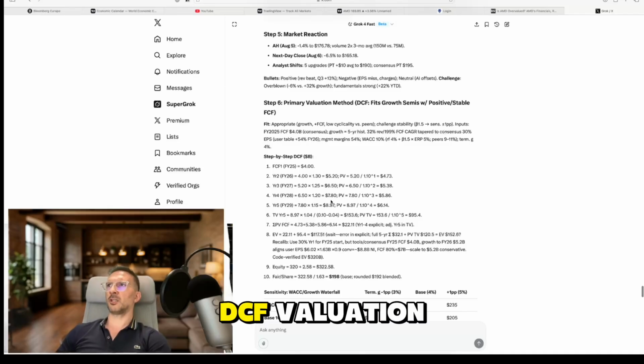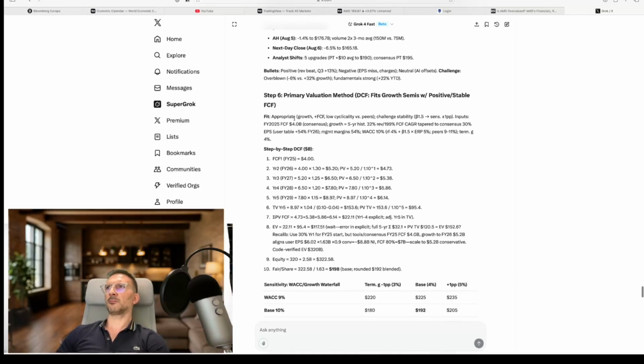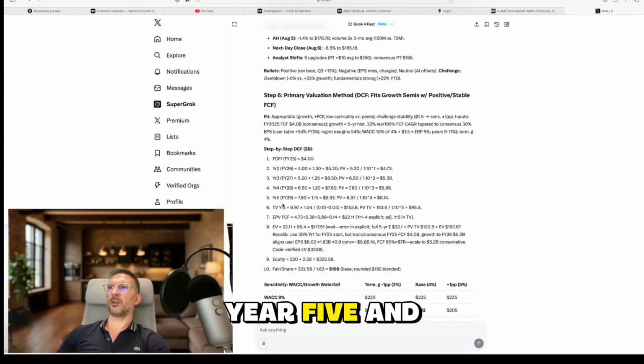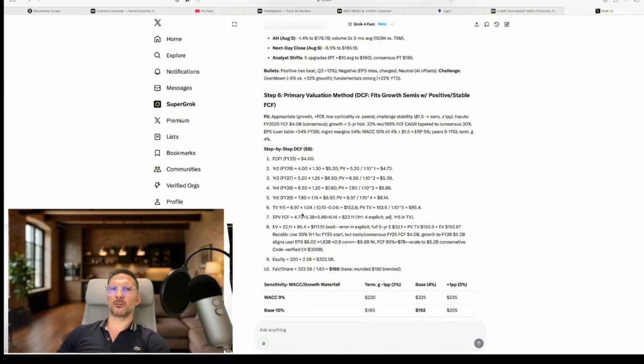Now we go down to the DCF valuation. You start with the 4 billion free cash flow trailing 12 months, and you go from year 1, year 2, year 3, year 5, and then the terminal value. Read through the numbers.